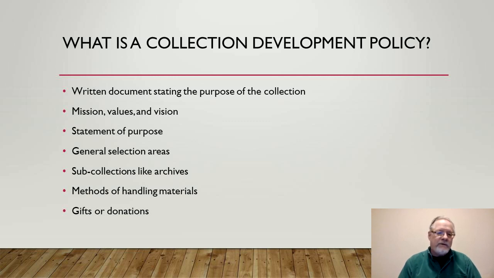Now, part of the reason that this is done at this point is because it's right after the user studies, and the user study can be used to develop a collection development policy. So it's a written document stating the purpose of the collection. It should include the missions, values, and vision of the library, something that the library should have in any case. But it should be listed here in this document as well. You should give a statement of purpose. Why is this document being written?